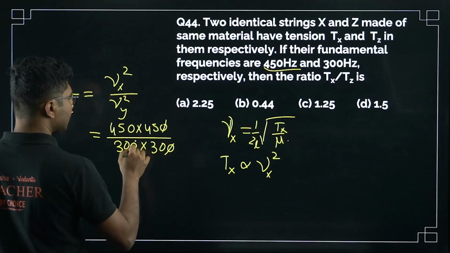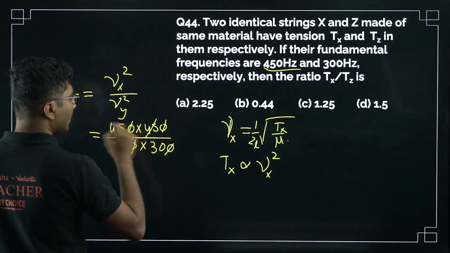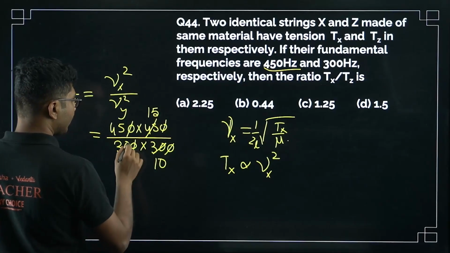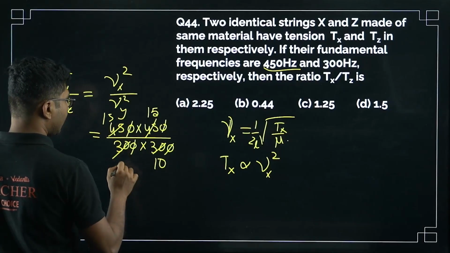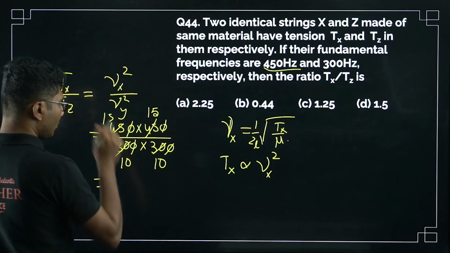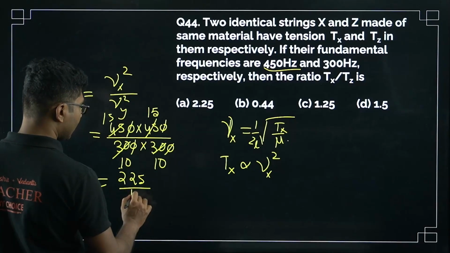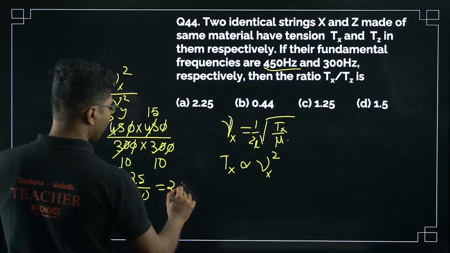0 0 cancels, 0 0 cancels. 3 15s are 45, 10, so it will be again 15 and 10, so 15 15s are 225 divided by 10 10s are 100, so it will be 2.25.